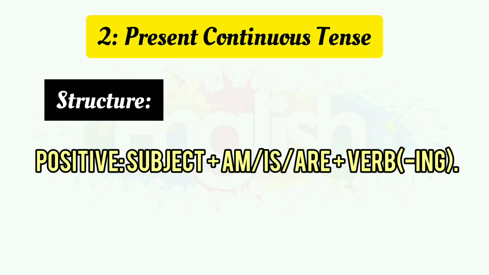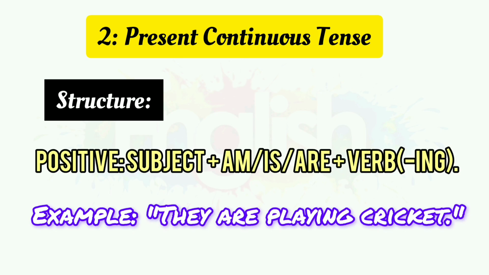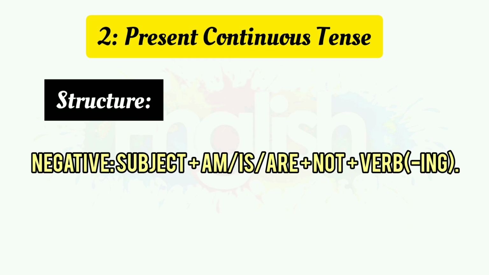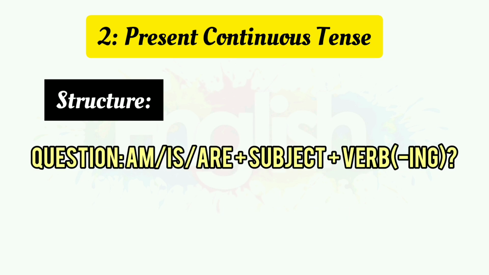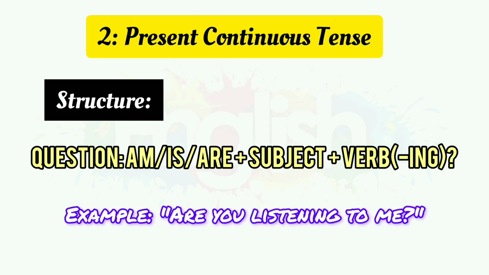Structure, positive. Subject plus am, is, or are plus verb plus ing. Example, they are playing cricket. Negative, subject plus am, is, or are plus not plus verb dash ing. Example, I am not watching TV. Question, am, is, or are plus subject plus verb plus ing. Example, are you listening to me?